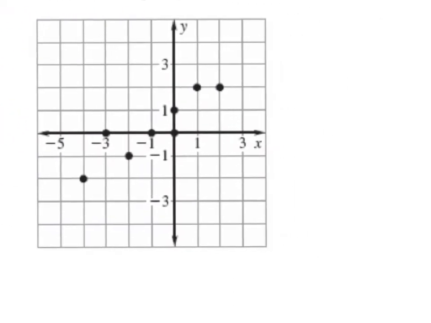So first thing that they asked us to do was to identify the type of correlation. I can see that these points are moving in an upward direction, or it's trending up. So I would say that this has a positive correlation.